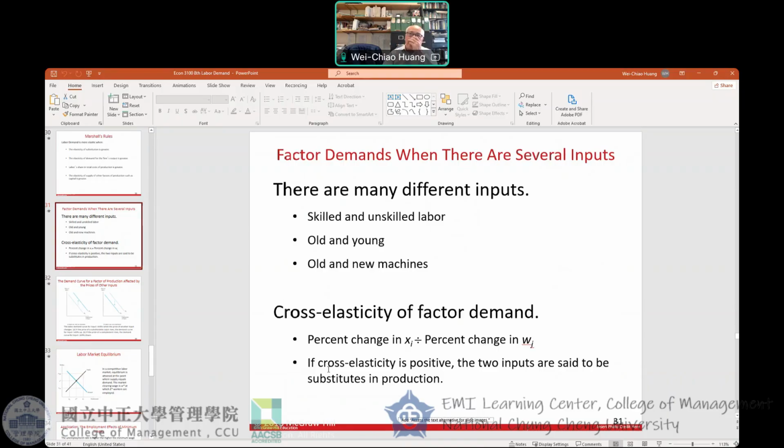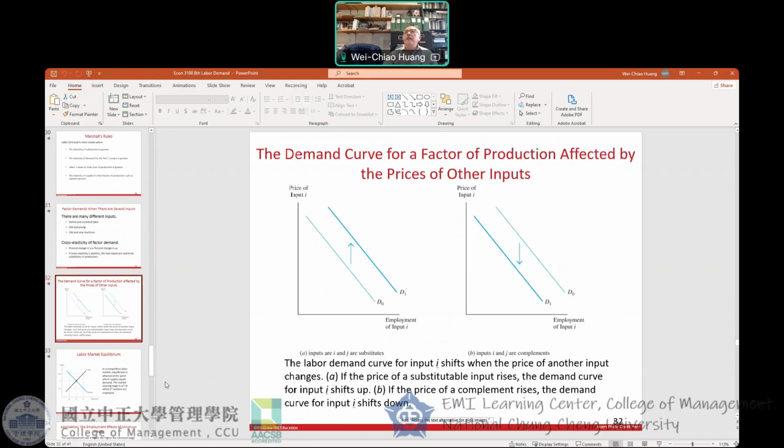You got to make sense out of that: if cross elasticity is positive, that means the two inputs are substitutes in production. On the other hand, if the cross elasticity is negative, that means the two inputs involved here are complements, right? Now, this is a picture that continues to discuss substitutes and complements due to the change in the price of other inputs. This is the price of other inputs, not its own input, okay?